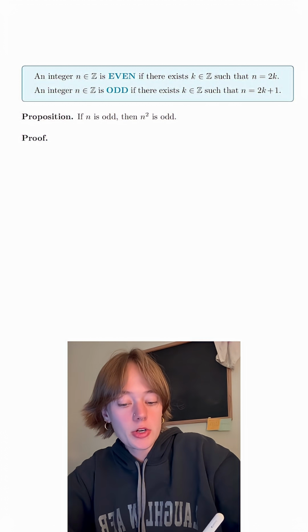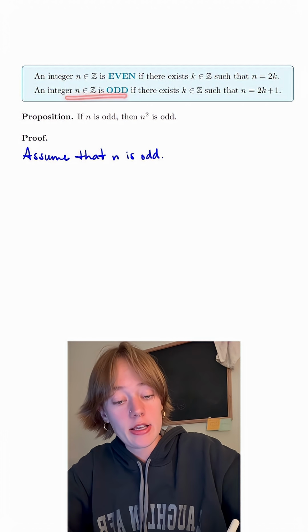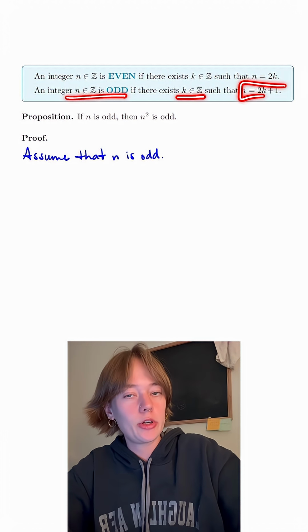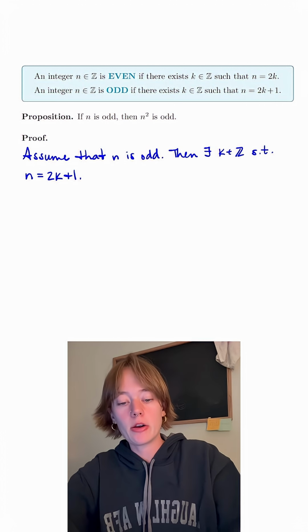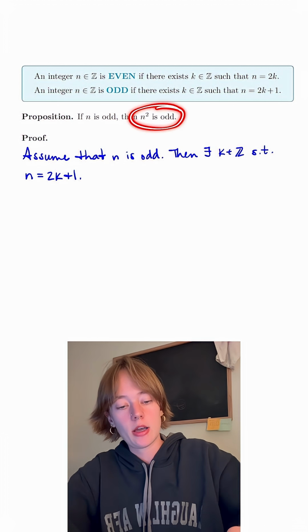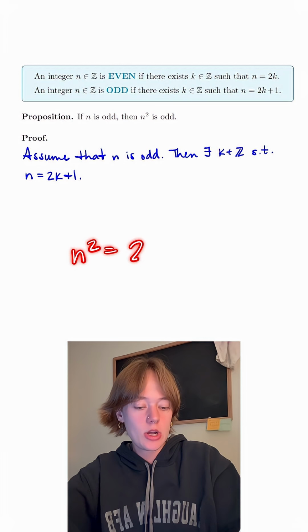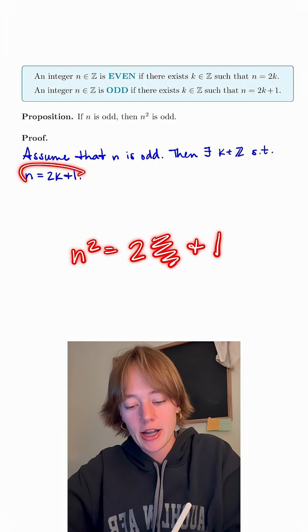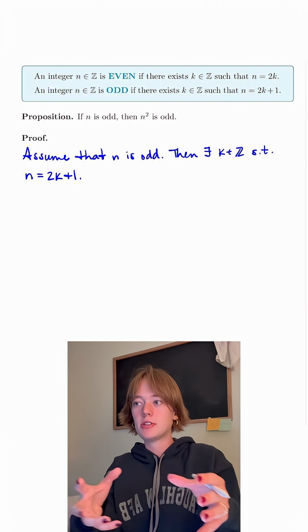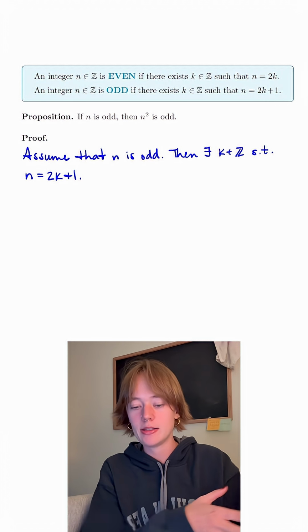So what we're first going to do is assume that n is odd. Okay, if n is odd, then there exists an integer k such that n is equal to 2k plus 1, per our definition. All right, so now that we have that, let's keep in mind our final goal, which is to show that n squared is odd. So eventually, we want to show that n squared is equal to 2 times an integer plus 1. So why don't we just square both sides of this and see if we can manipulate it so that we end up getting 2 times something plus 1 is equal to n squared.